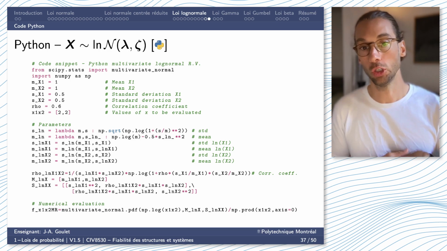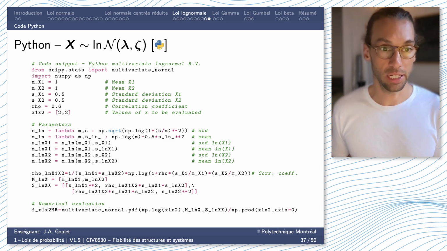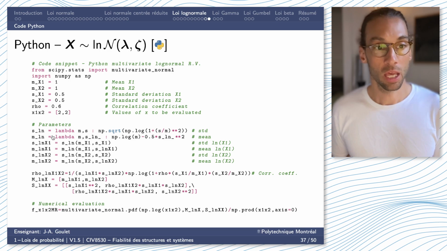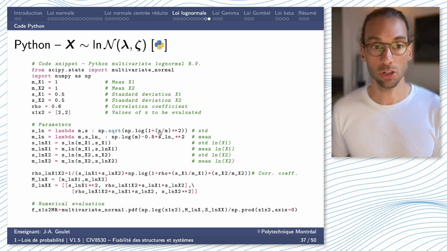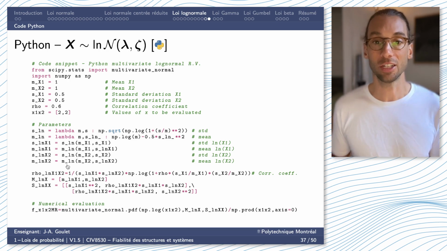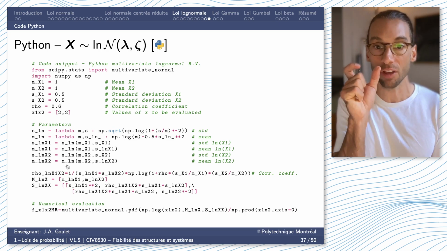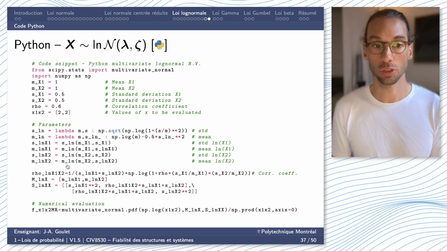If I want to plot a multivariate CDF, in this case a two-dimensional one, the first thing I can do is use a lambda function to define my transformation between my mean and standard deviation into SLN and MLN, my standard deviation and mean in the log transform space. These lambda functions allow me then to reuse these transformation functions without having to rewrite them again. They're very short-hand functions.